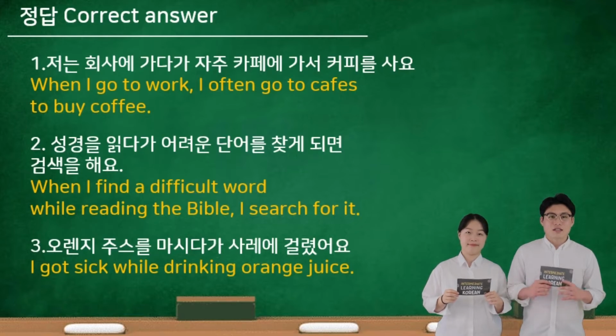Second, 성경을 읽다가 어려운 단어를 찾게 되면 검색을 해요. When I find a difficult word while reading the Bible, I search for it. Third, 오렌지 주스를 마시다가 사레에 걸렸어요. It means I choked while drinking orange juice.